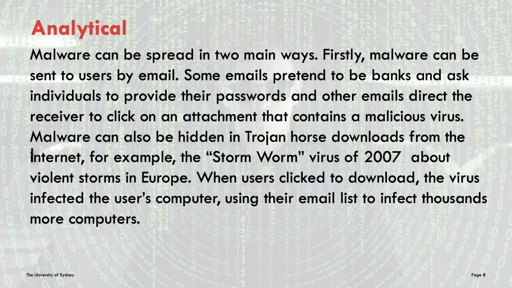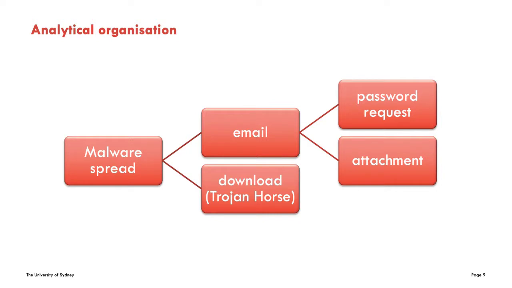Here the writer has organised the ways of spreading malware she's read about by categorising them into 2 main ways. She further categorises the first way by grouping emails into 2 kinds. Here's a diagram of the student's analysis of how malware spreads. It's a 2-level classification or categorisation of ways of spreading malware. But description hasn't disappeared from this analytical text. It's inside each category.